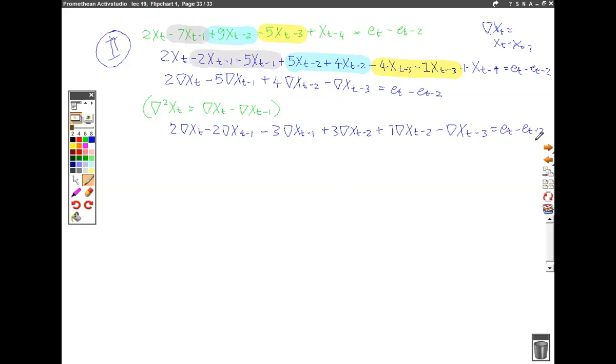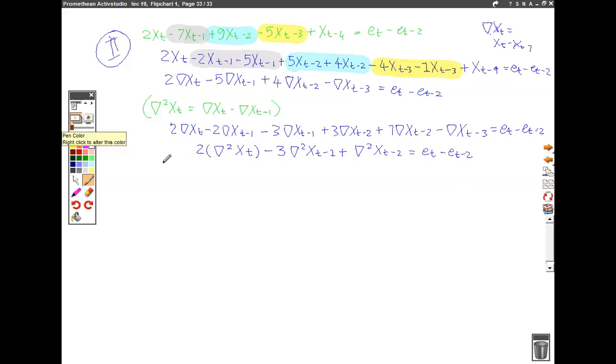Does this make sense? So now I can again take this 2 common, and I will have nabla xt minus nabla xt minus 1, which I can write as 2 nabla square xt minus 3 nabla square xt minus 1 plus nabla square xt minus 2. And this is equal to et minus 2. Does this make sense? Yes. Now again, you try to do the same thing on this operation right here.